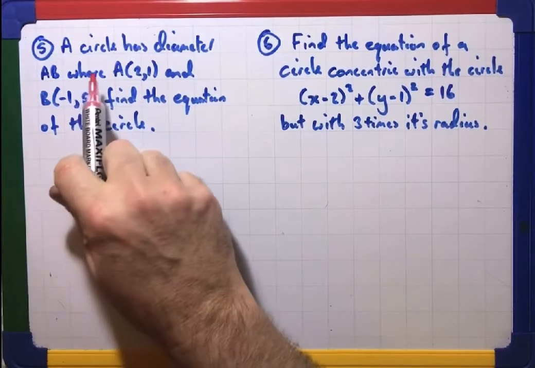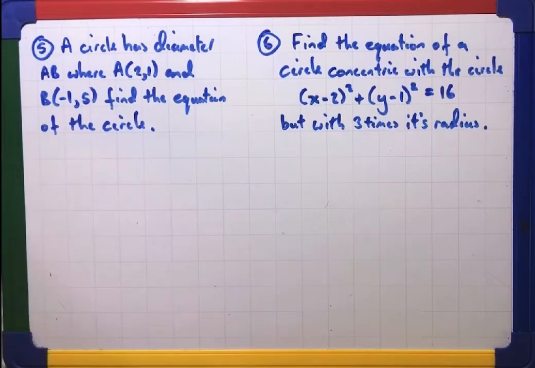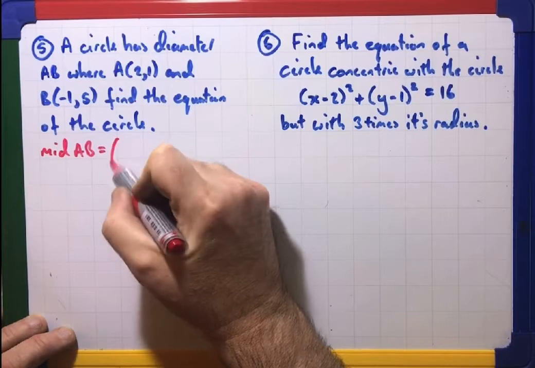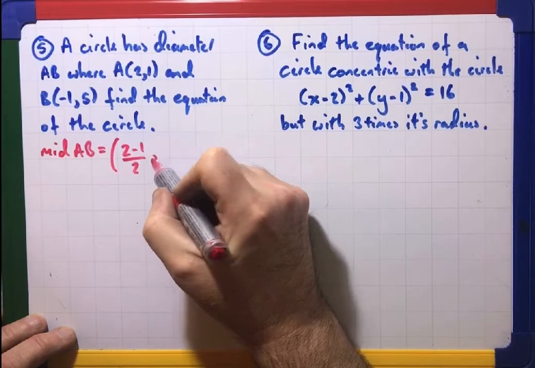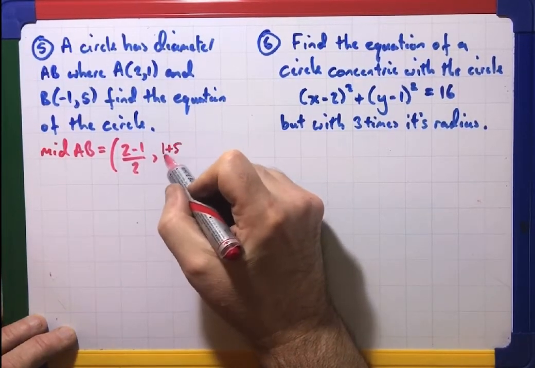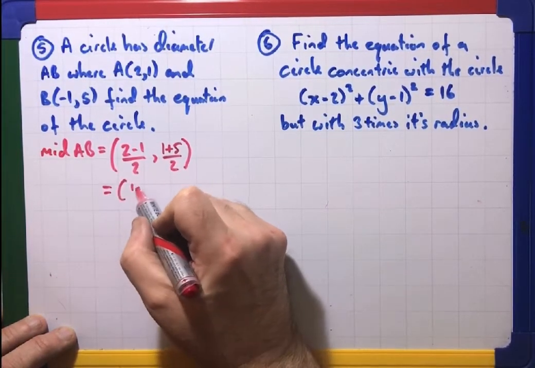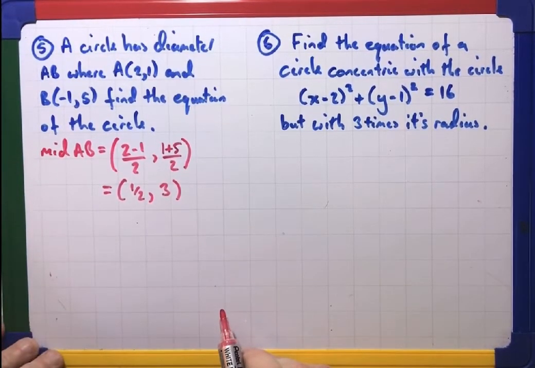Looking at this one, it says a circle has diameter AB, where A is (2, 1) and B is (−1, 5). Find the equation of the circle. Well, if we're given a diameter, the midpoint of the diameter will be the centre, won't it? So I'm going to work out the midpoint of AB. Remember we add the coordinates and divide by 2, so (2 − 1)/2 and (1 + 5)/2 would give me (1/2, 3). That's the centre.